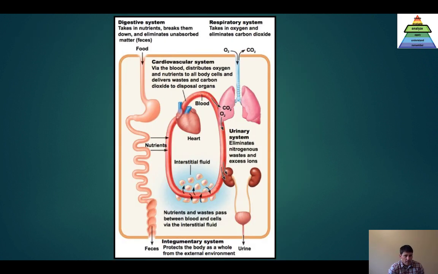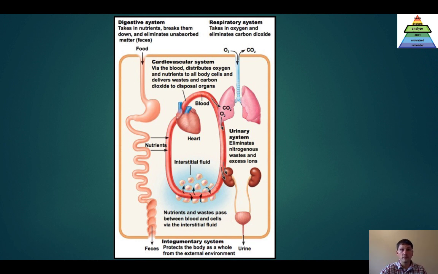Now, I put this in here because, again, up in the upper right-hand corner, you can see I've got our little Bloom's taxonomy there with analyze, right? So when you think about these systems, they are not independent of each other. They all interact in a very highly orchestrated manner.